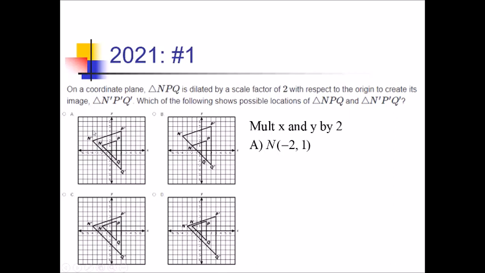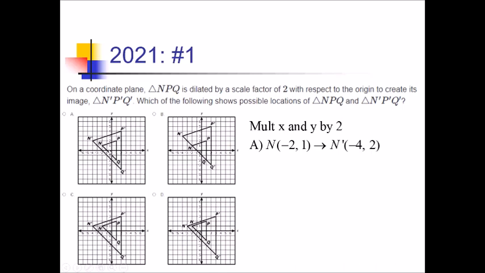And in choice A, we're just going to look at choice A first. That turns into -4, 2. Now it looks like -2 and 1 both got multiplied by 2 to give us N prime. So far, choice A is looking pretty good. But we can't just be satisfied with that. We have to check out these other points because they don't have to be the same kind of relationship.